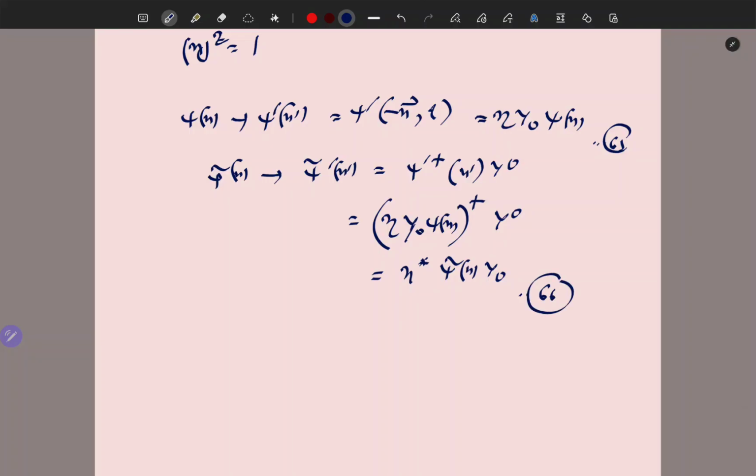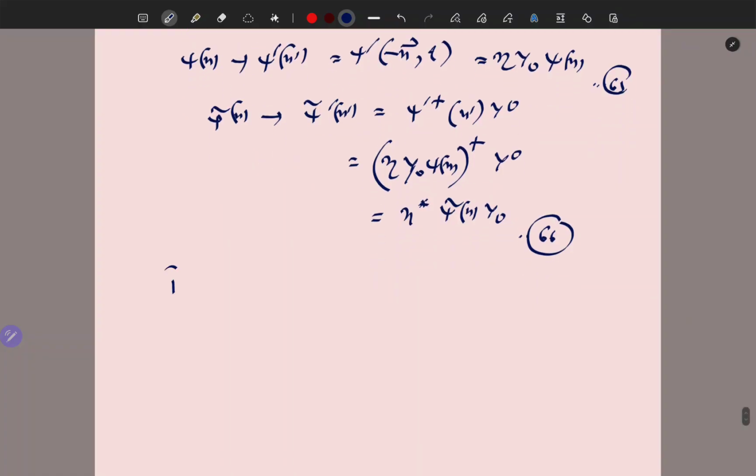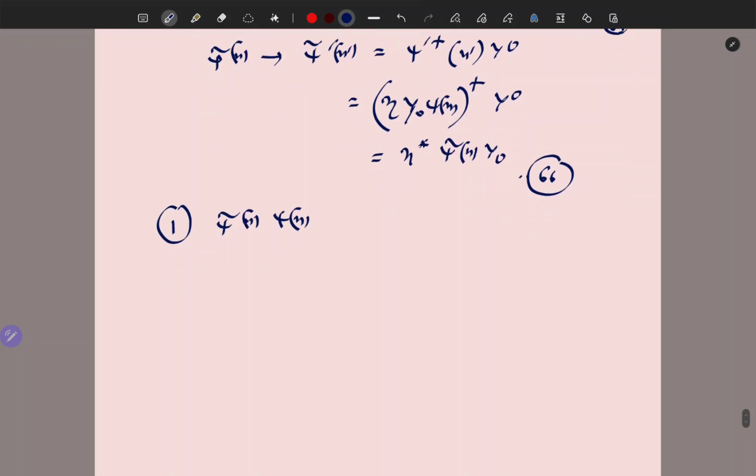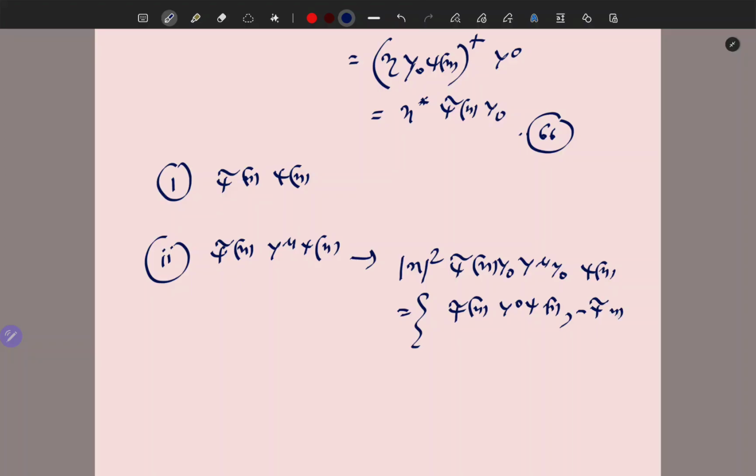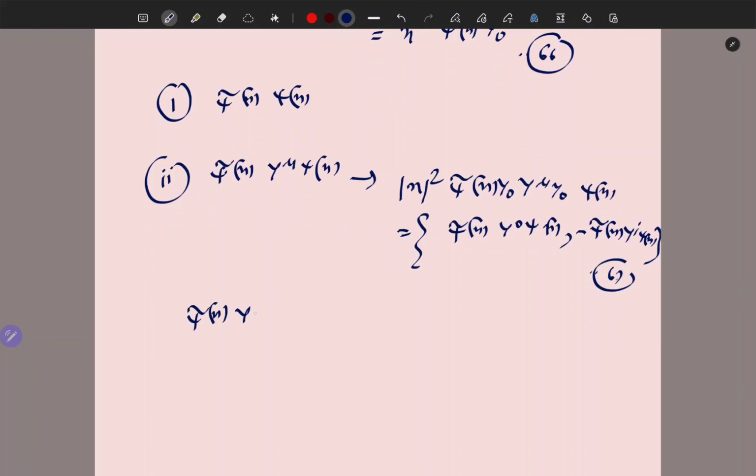The transformation properties of ψ(x) and ψ̃(x) under Lorentz transformation and parity can be used to determine the following bilinear forms. First, ψ̃(x)ψ(x) remains unchanged under Lorentz transformation and also under parity, so this is a scalar. Then second, ψ̃(x)γ^μψ(x) transforms as η² ψ̃(x)γ⁰γ^μγ⁰ψ(x), which gives ψ̃(x)γ⁰ψ(x) and -ψ̃(x)γ^iψ(x), which is 67, and ψ̃(x)γ^νψ(x) is a vector.